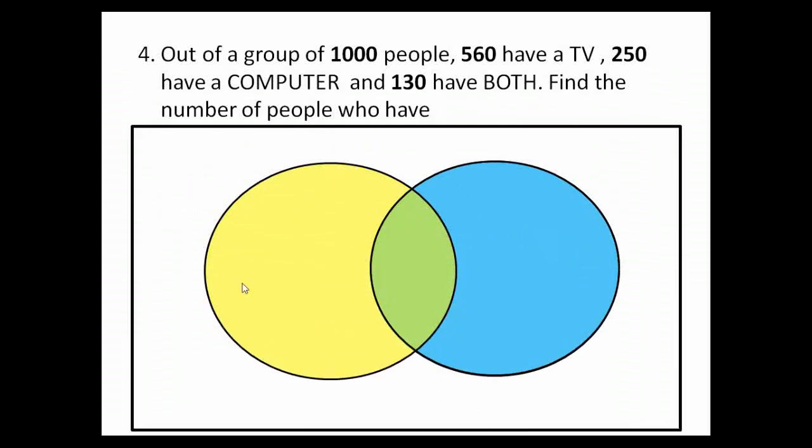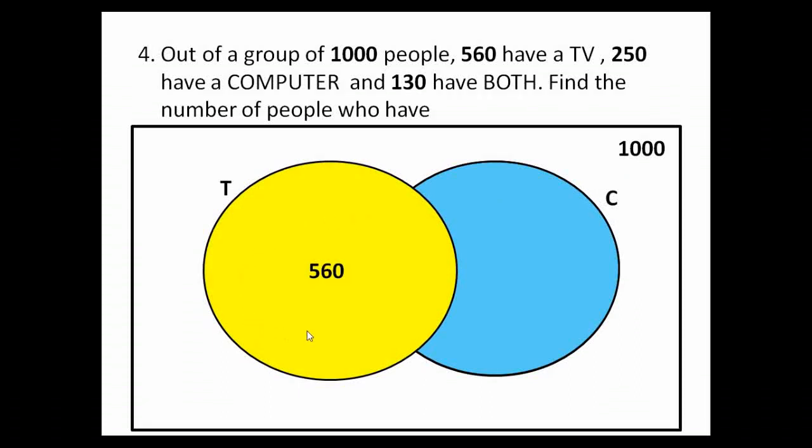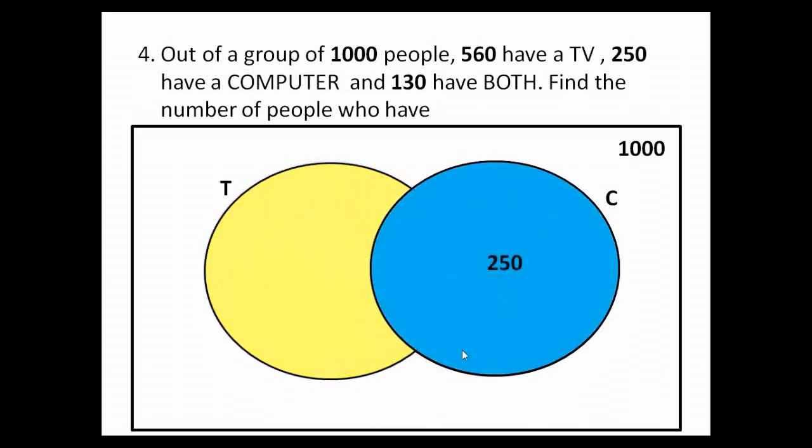So here we have one circle to indicate the number of people who have TV. So here the universal set, you can say the number of people in this entire set is 1000. So this circle here represents the number of people who have TV. So let's denote it using T, and the people who are having computers, let's denote as C. So this entire number of people, those who have TV, is 560, and the entire number of people, those who have computers, is 250.